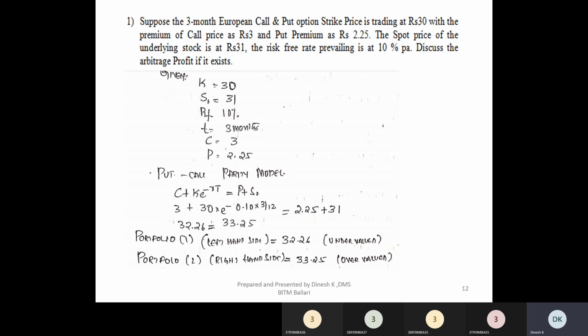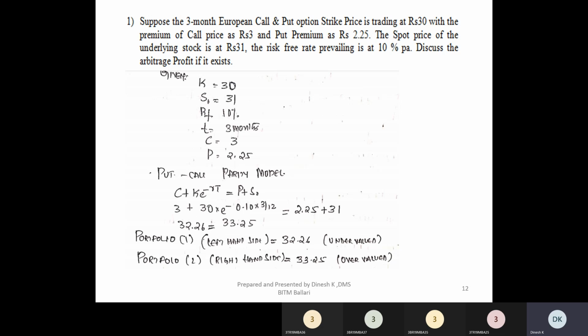That is C, capital C, the call premium, plus K, the exercise price, into e to the power of minus RT equals put premium P, capital P, plus S naught. Now we will substitute the values. The call premium C is 3 plus strike price 30 into e to the power of minus R, risk-free rate 0.10, into 3 divided by 12, the time to expiry of the contract, equals put premium, 2.25, plus the spot price, 31.